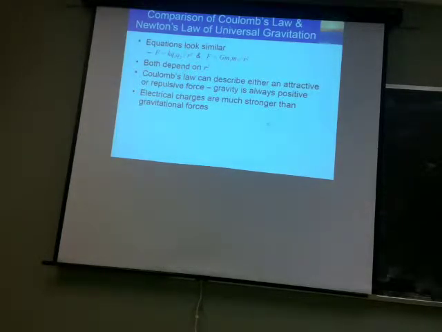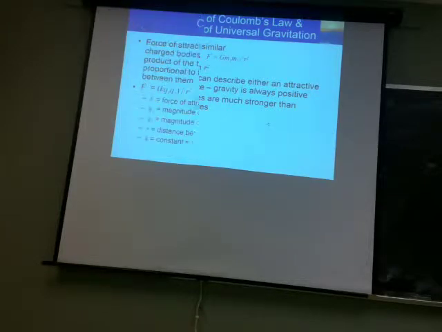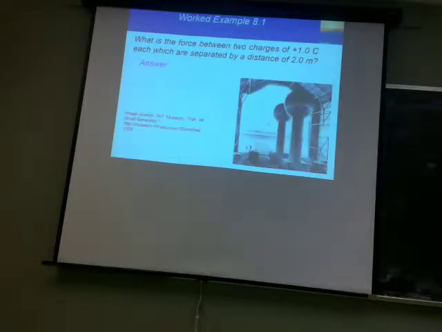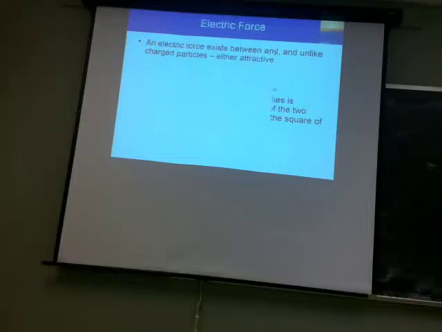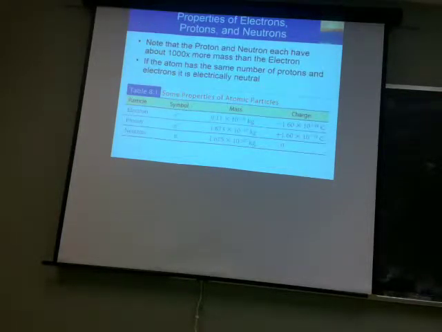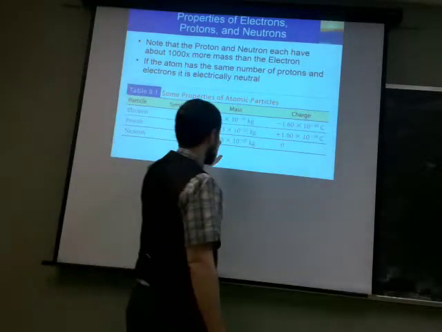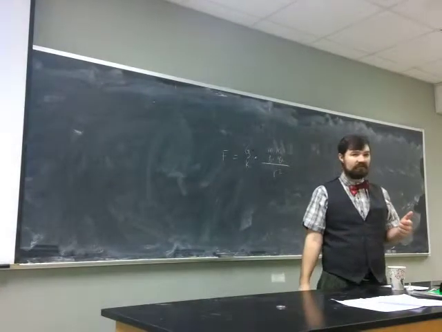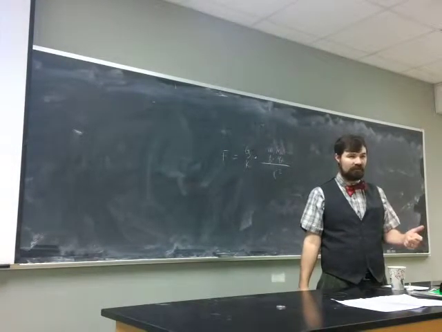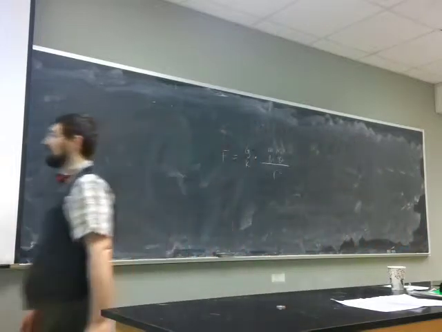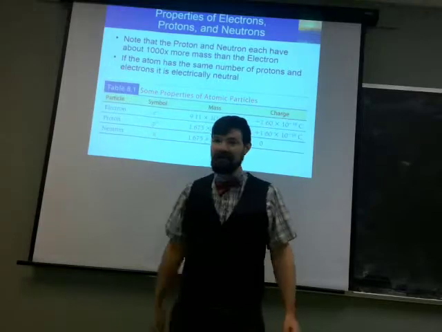It turns out that electric charges are a lot stronger than gravitational. Force from electric charge is stronger than force from gravity. And to see that, we can pop back to this chart that I showed you a little bit ago. And we can calculate how much gravitational attraction is there and how much electrostatic attraction is there between an electron and a proton.